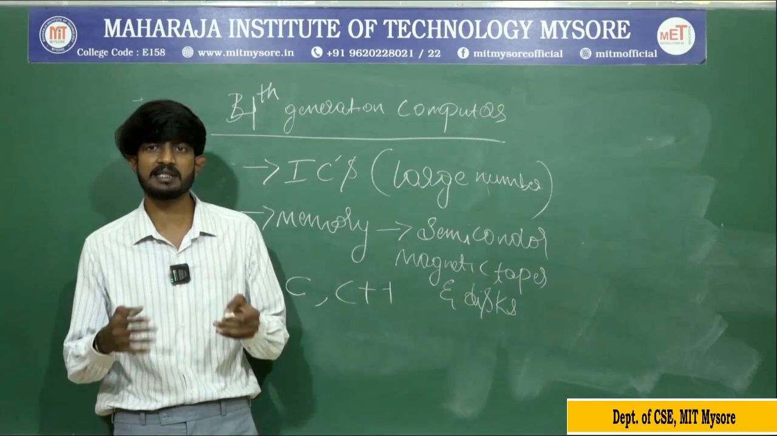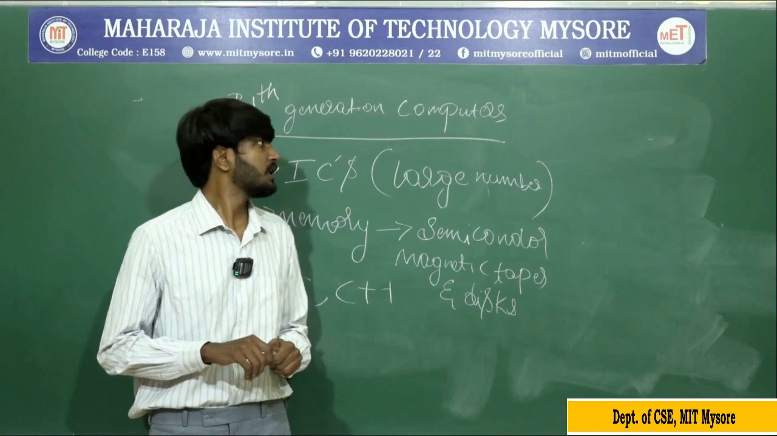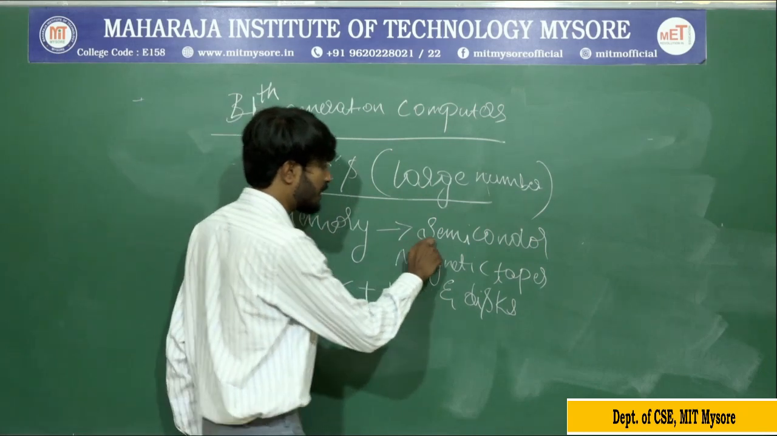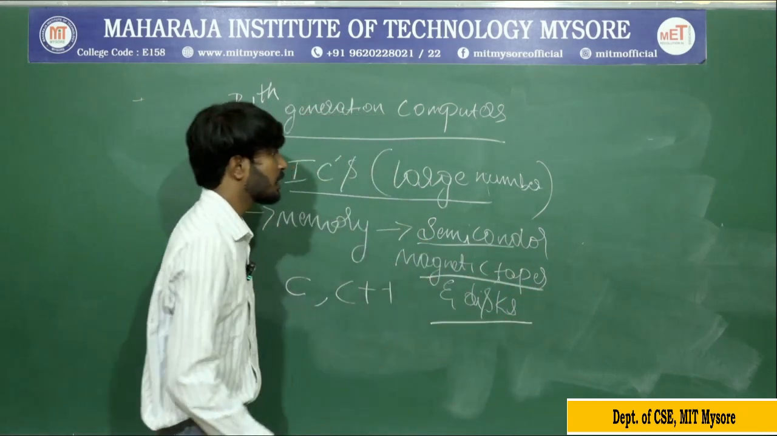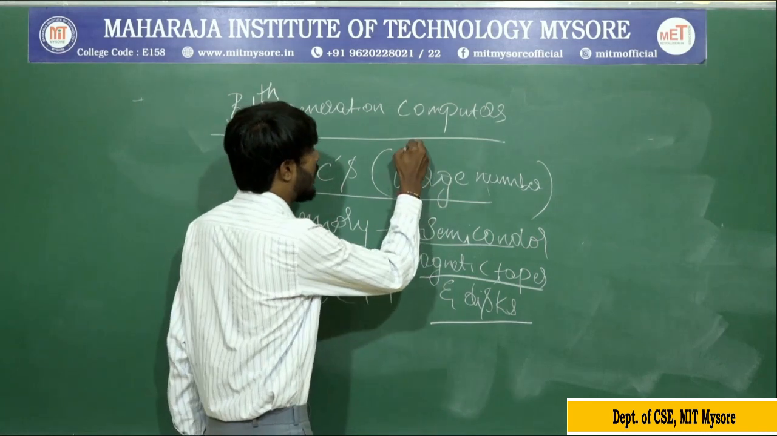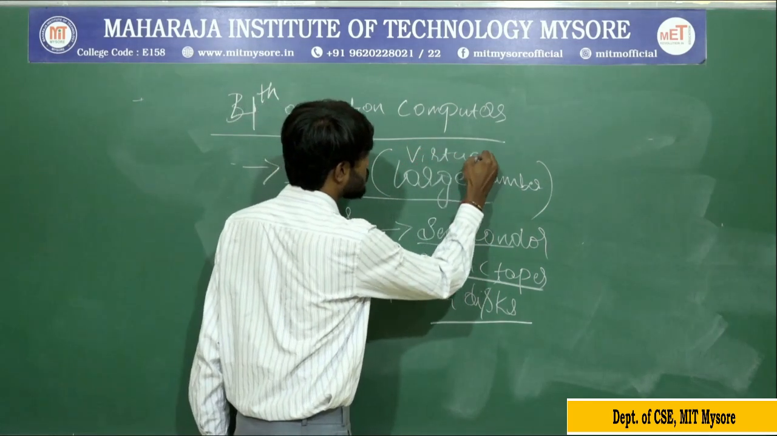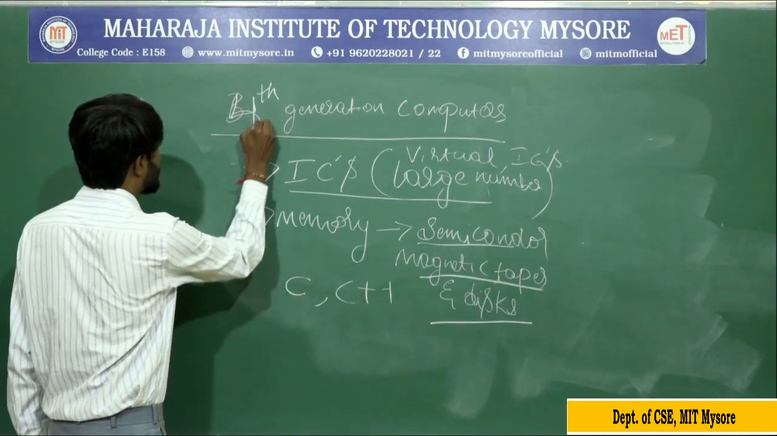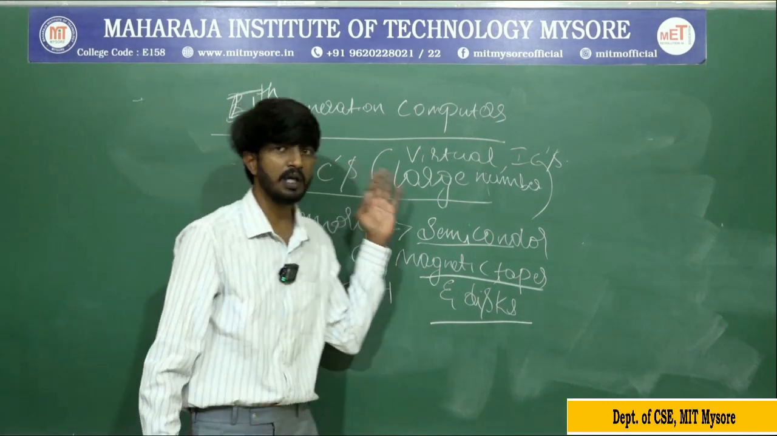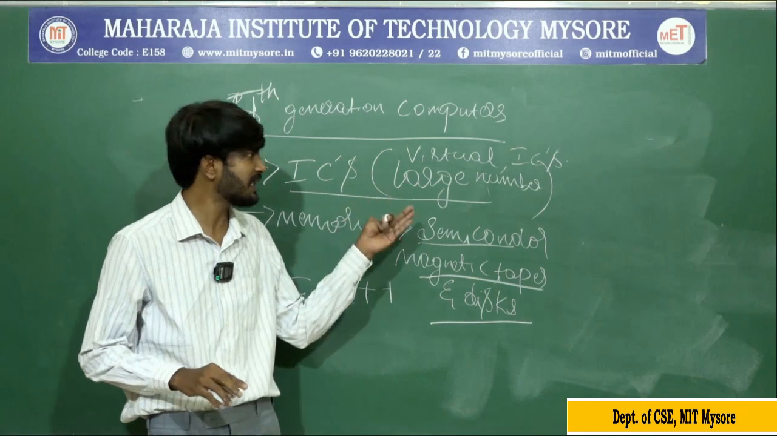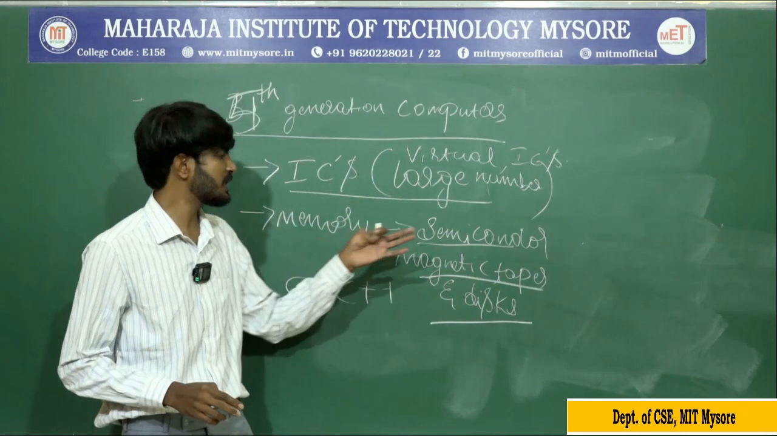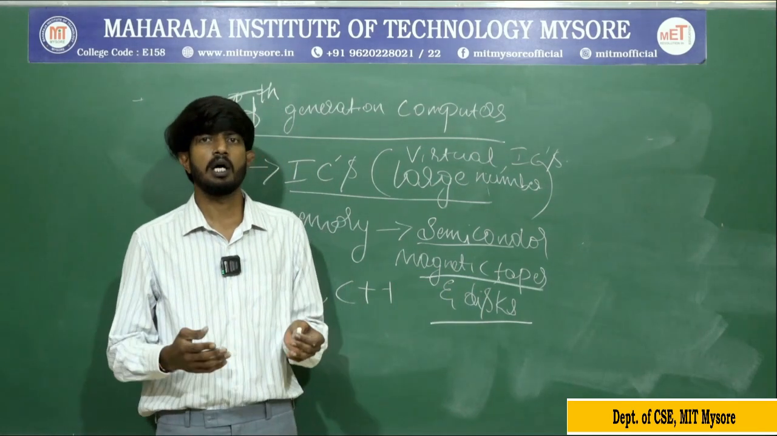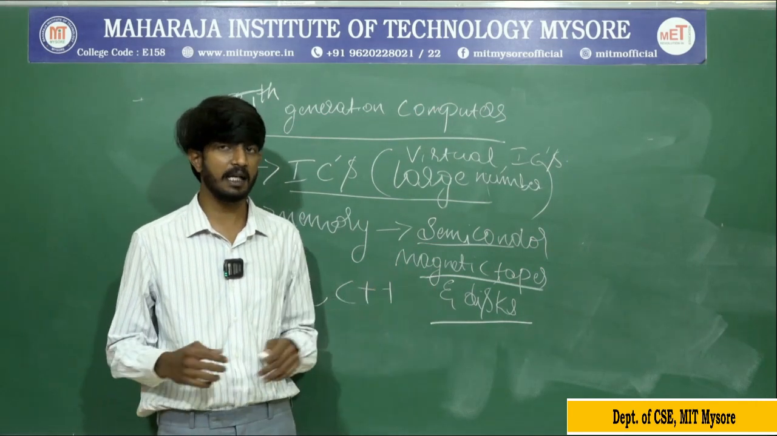Fifth generation is the present generation of laptops. So these are all made up of ICs with a large number, and the memory is semiconductor with magnetic tapes and disks. So here large and virtual ICs are used in fifth generation computers. So in fifth generation computers, the integrated chips are used with large and virtual ICs, and the memory is semiconductor, magnetic tapes and disks. You can also use pen drives as secondary memory.